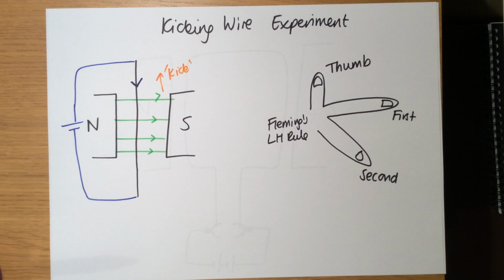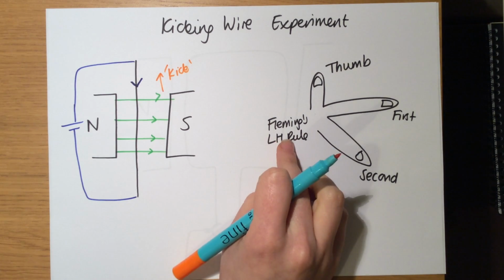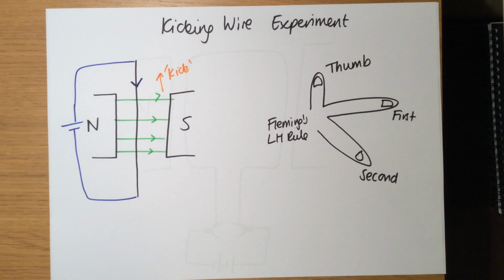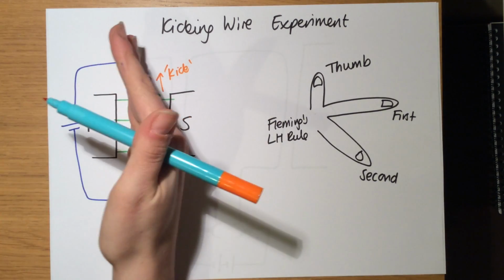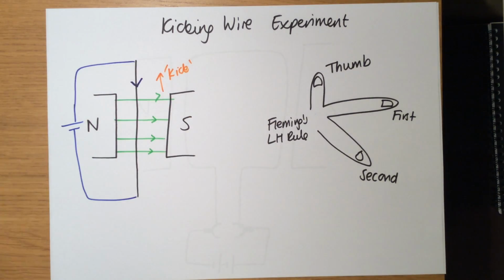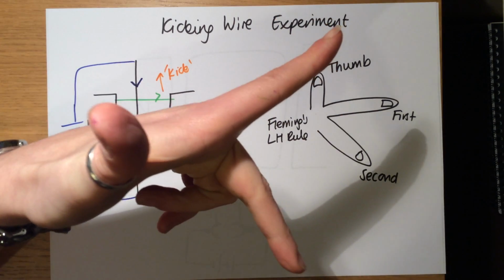Now the direction it would kick depends on Fleming's left-hand rule. Fleming came up with a rule that described which way this wire would move. So this wire actually moves out of the page if you looked at it in real life. There are lots of videos about this, I'm sure, and it's something you might have seen in your physics lessons. Now Fleming's left-hand rule requires you to put your hand like this.